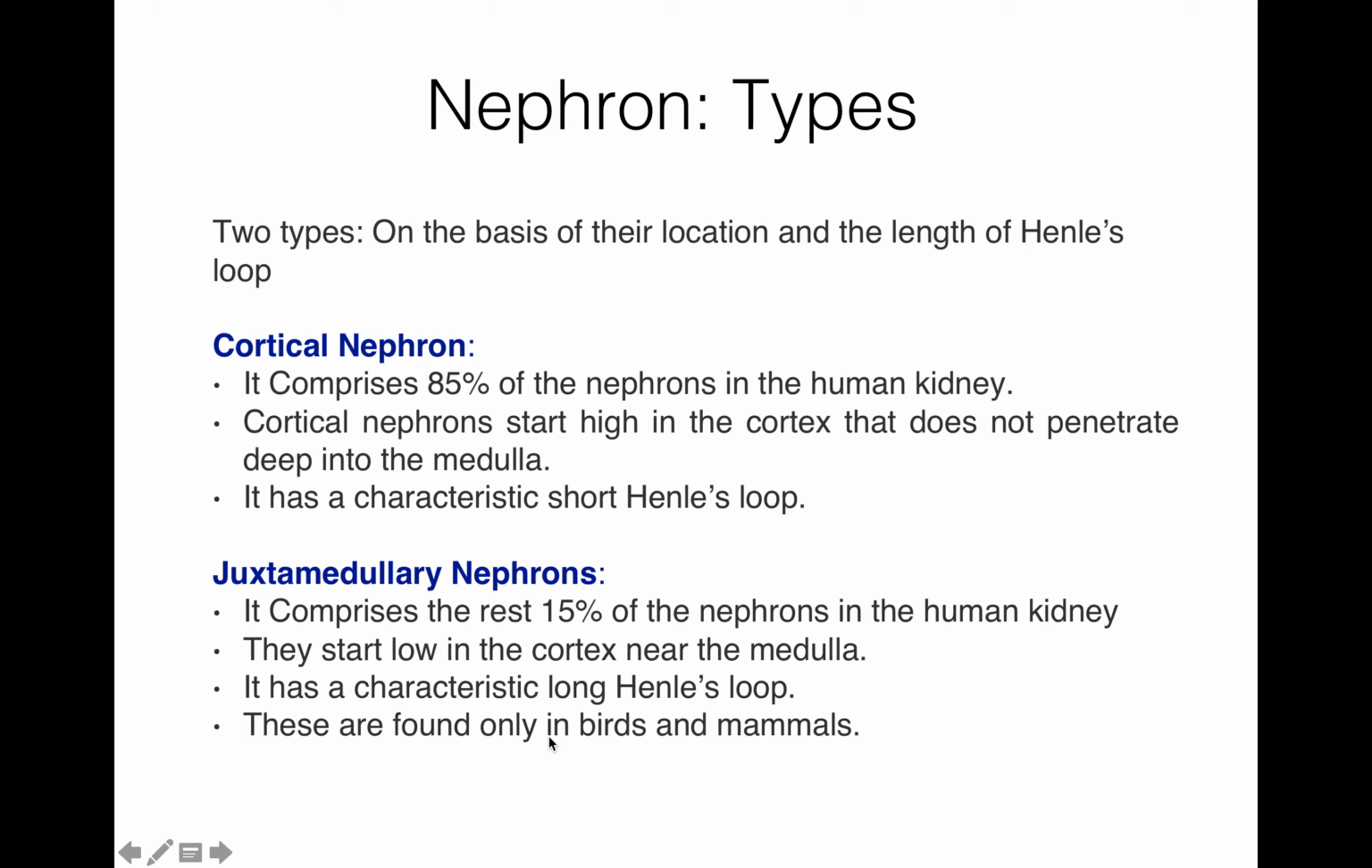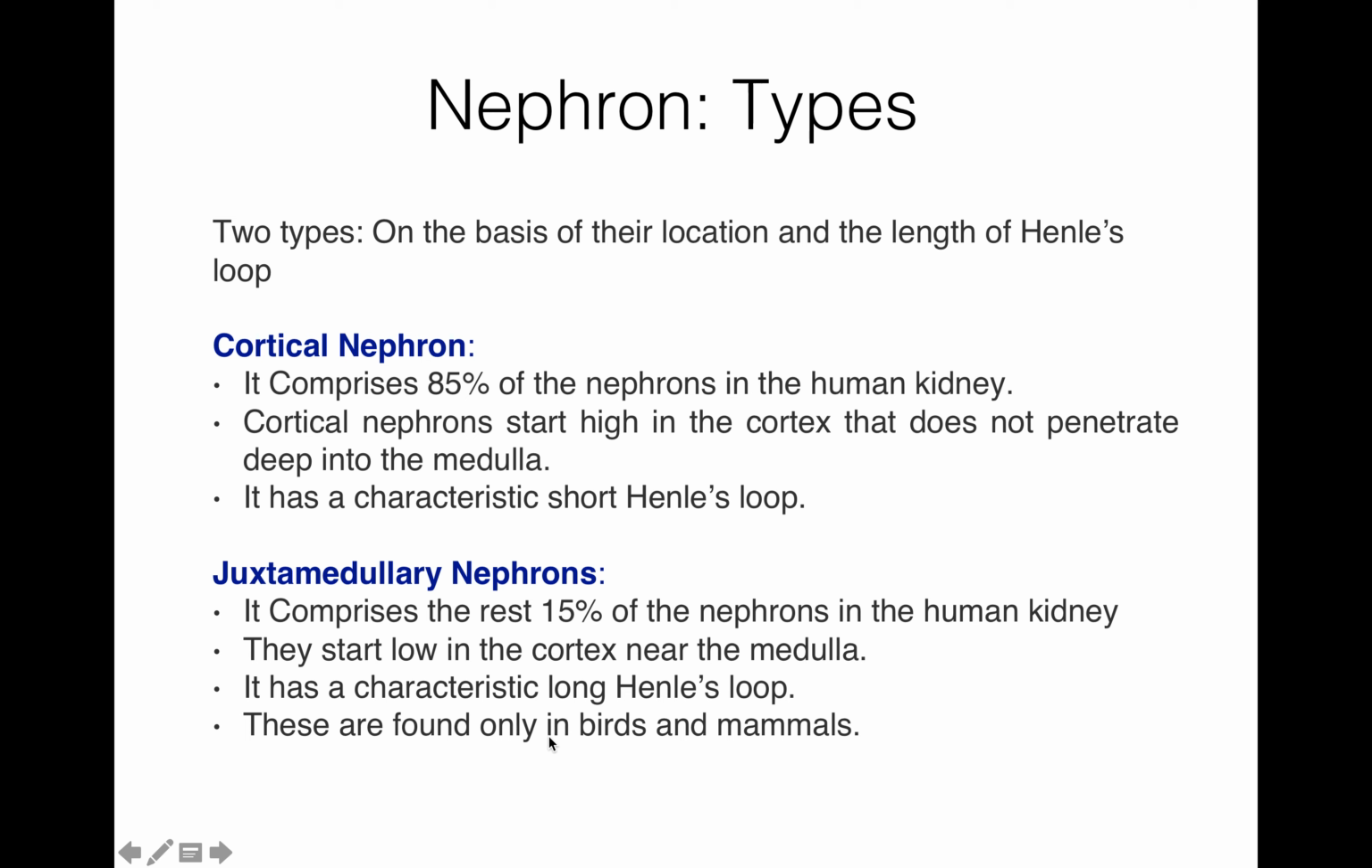Now, types of nephron. On the basis of their position, that is location in the kidney, and the length of Henle's loop, there are two types of nephrons. First is cortical nephron and the second is juxtamedullary nephron.